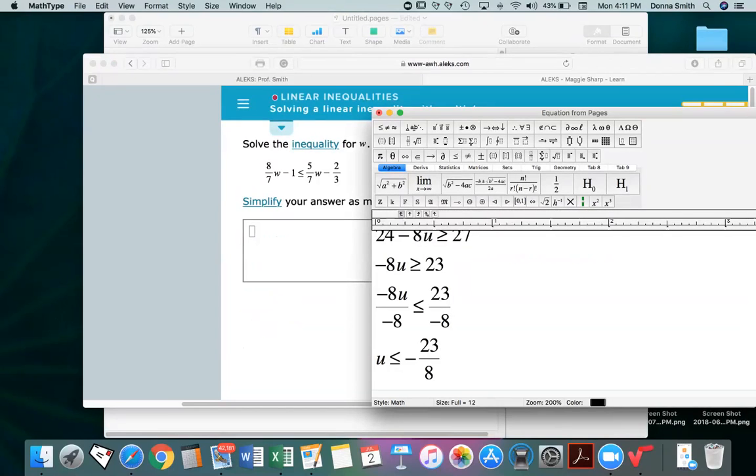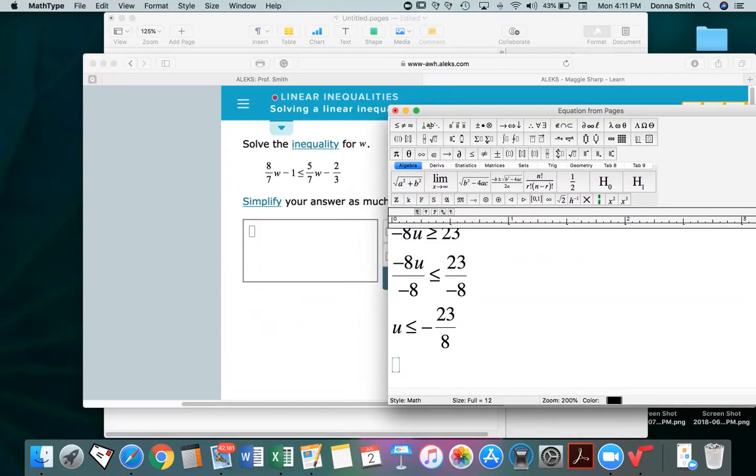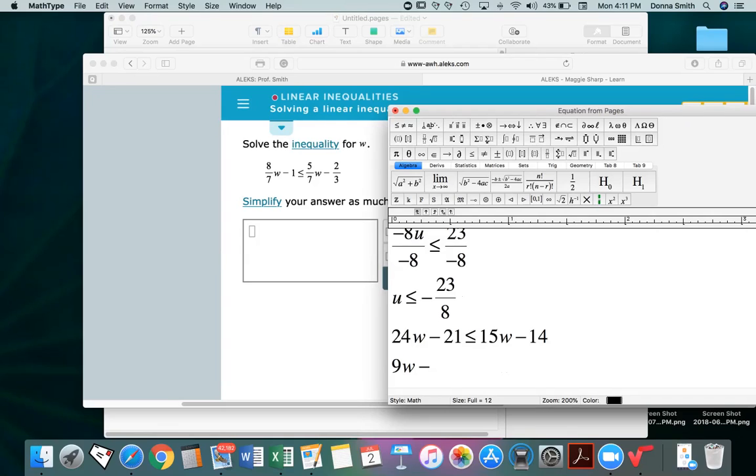So let's see. The LCD is going to be 21 because 7 times 3 is 21. So 7 goes into 21 3 times. 3 times 8, is that 24? Algebra. So we multiply by 21. 7 goes into 21 3 times, so that gives us 15. And 3 goes into 21 7 times. Minus 14, does that seem legit? Yep. All right, we're going to subtract 15. 24 minus 15, would that be 9? Yes. 9W less than or equal to minus 14.